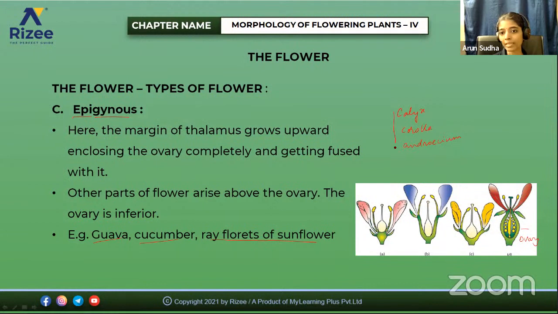With respect to the gynoecium, we are comparing all these three whorls with respect to the gynoecium, or the position of the ovary. The flowers are classified into either hypogynous, perigynous, or epigynous. Okay, is it clear? Clear, right? So we'll go to the next.